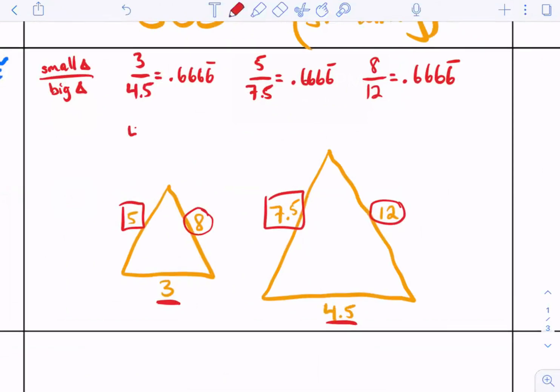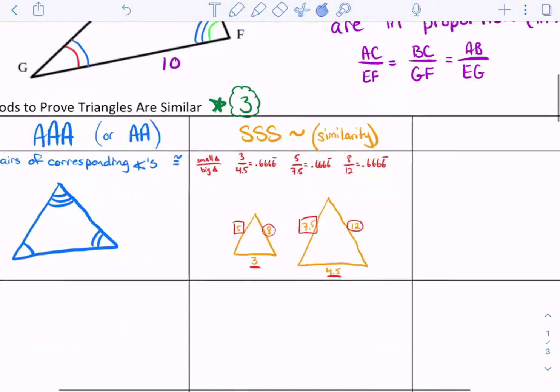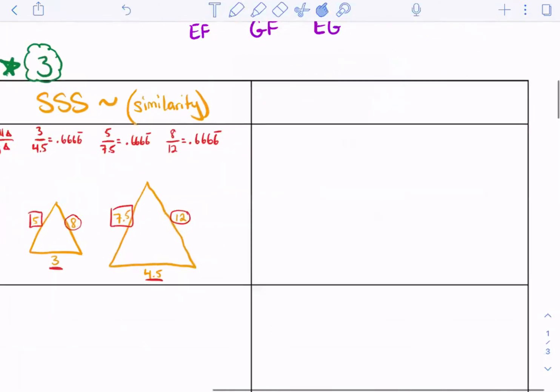Now, could you have done this and this and this? Absolutely. Either way, it would have given you a different number, but that number would have been consistent all the way through. Am I able, though, to choose this and this and this and jump around? No. You have to stay consistent. If you're going to put the smaller triangle's number on top and the bigger on bottom, that should be consistent all the way through. So that's the second method to prove triangles are similar.